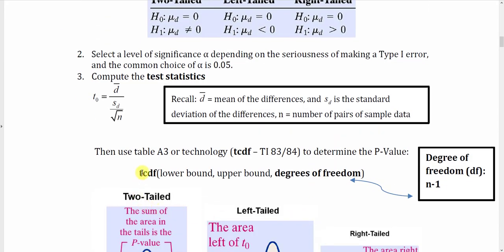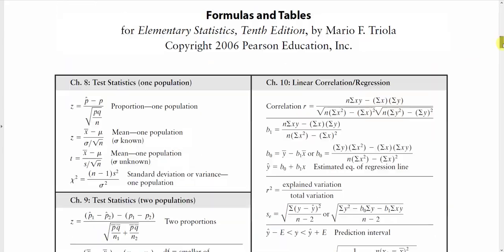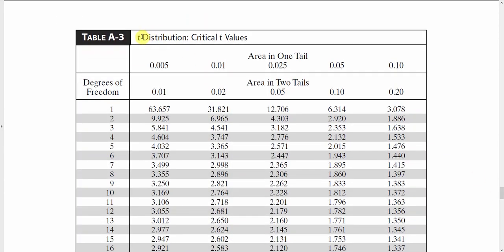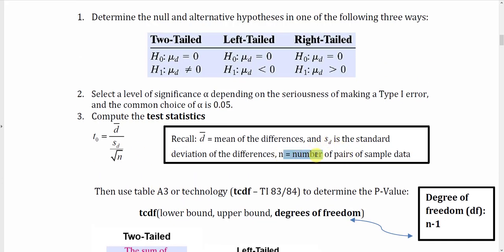And then we can use Table A3 or technology to find the p-value. Table A3 is from the formula tables by Mario Triola. You can find Table A3 right here. This is for the t distribution. Or you can just use the TI-83 or 84 with the command tcdf. This command takes three inputs: the lower bound, the upper bound, and the degrees of freedom. Since we have n pairs, you just take n-1 for the degrees of freedom, df.